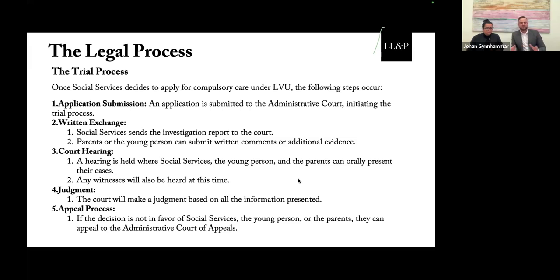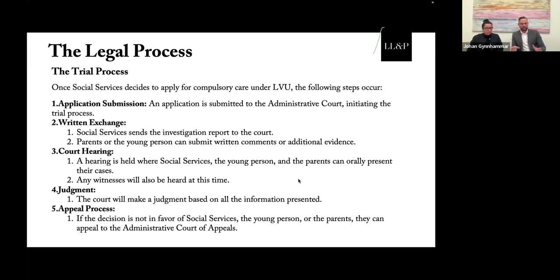Then there will be a written exchange in the trial where the social services will send their investigation to the court. The court will, of course, read it. As a parent or as the child or young person that is subjected to this, you can write a response with your comments and your additional evidence if you want the court to know something before you go to the court hearing. Of course, at this point, you will have a lawyer, and it is always advised and recommended to speak with your lawyer before providing any information to the court, just to make sure that this is something you want to do and that is good for you.